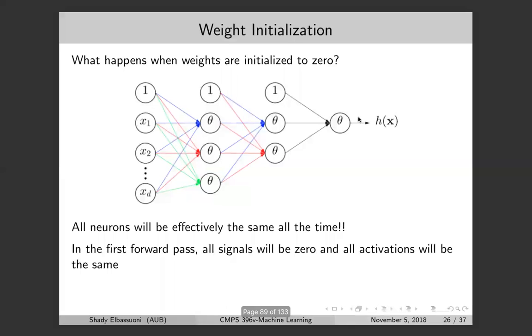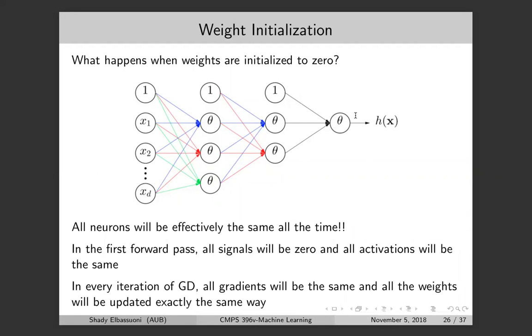So in the first forward pass, all the signals will be 0, because you're multiplying 0 by the feature values, which is equal to 0. So all the signals here would be 0, and so all the activations will be the same. And then in the back propagation, in the backward pass, you get the same gradients. All of them have exactly the same gradients, because they're all the same weights. And so you get the same updates. So all the weights will stay the same.